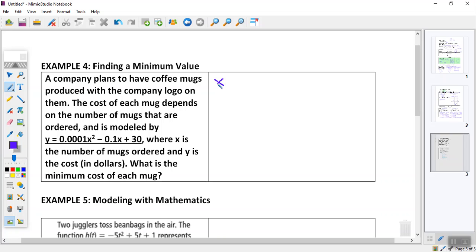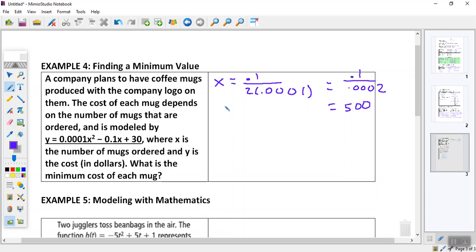We would have to find the line of symmetry, so x is equal to the opposite of b. What's the opposite of b, kids? Positive 0.1 over 2 times what? Is that 3 zeros after the decimal there? Lexi, am I seeing that right up there? No. Okay, so this becomes equal to 0.1 over 0.0002. Somebody divide that out. 0.1 divided by 0.0002. What do you guys get? 500. This is saying order 500 mugs, okay?